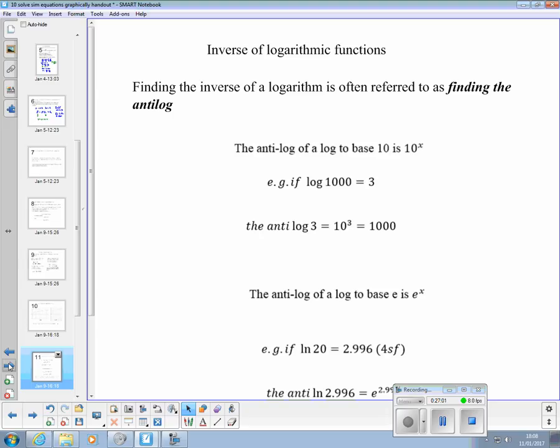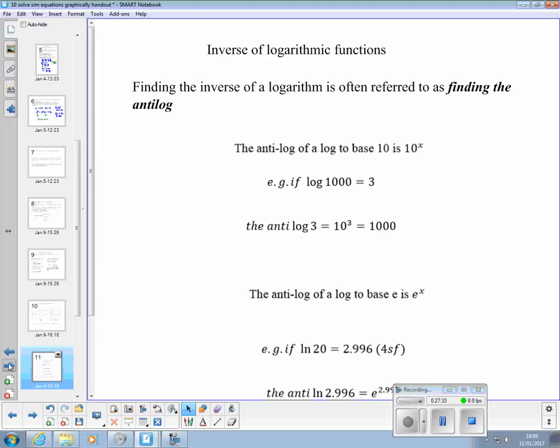Inverse logs. If you're going to be able to manipulate equations that include logarithms, you need to know what the inverse operation is. So when we add something to both sides or subtract to both sides to move it around, or we know that square and square root are inverse of each other, we need to know what the opposite of logarithmic functions are.